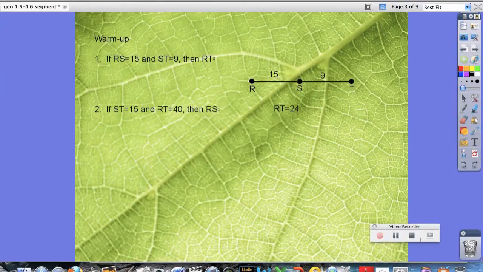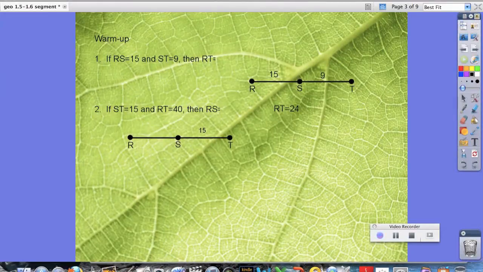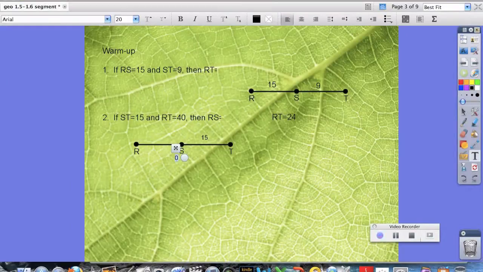Now, doing the second example problem with the same line, we're saying that ST equals 15. And RT equals 40. So we know the length of the entire line segment is 40. Now we're supposed to figure out what RS is. Since we don't know what RS is, and we know the entire thing is 40, couldn't we say that X equals 40 minus 15, which is 25. And we can say that because if 40 is the entire length and 15 is ST, then line segment RS must be the difference between the two.